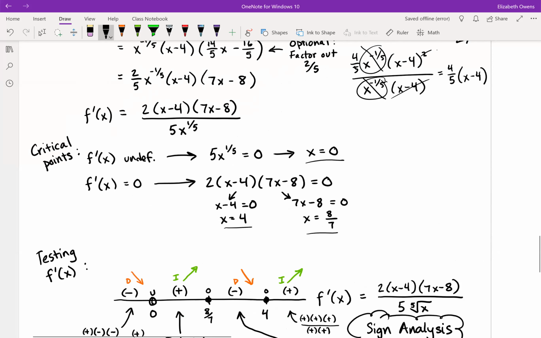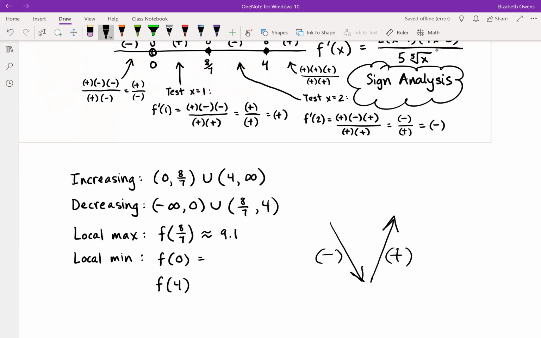All right. So both of those happen to equal 0. And that really is just kind of a coincidence that they ended up having the same value. That's not guaranteed that both your local minimums will have the same y value. It's just a nice thing that happened with this particular problem. So there we go. There is our increasing, decreasing, local maximum, local minimum.